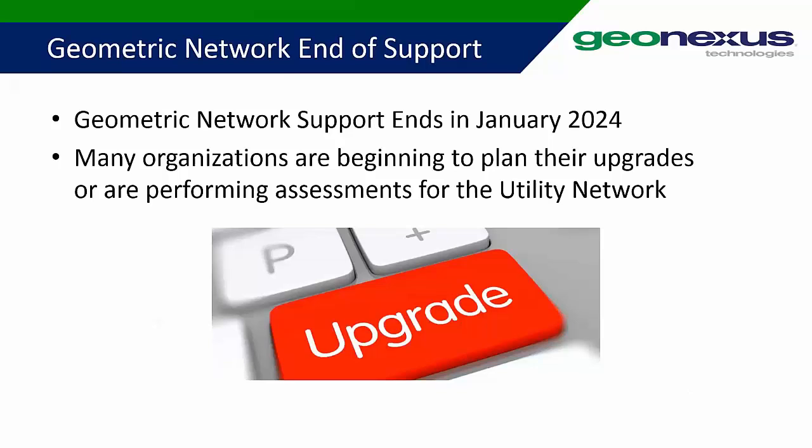So a big reason why most of you are here today is because of the geometric network ending support in 2024. Esri has already released the utility network, which we're seeing some enterprises adopt, but by 2024 they're going to be ending their support for the geometric network. So right now is a crucial time for your enterprises to start planning their strategic 3 to 5 year GIS roadmap to either include that or decide what their plans are ultimately going to be.